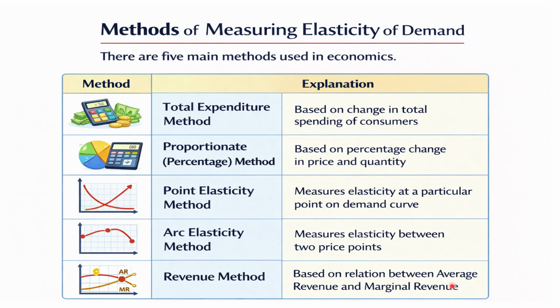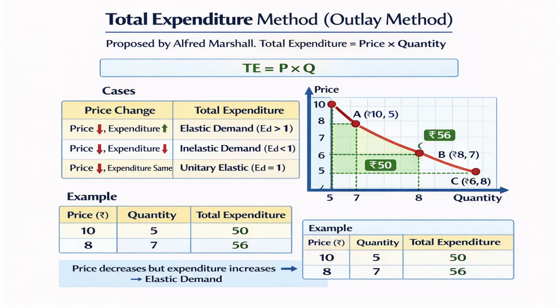Moving on to the further slides, we will see the methods of measuring elasticity of demand one by one. The first method is the total expenditure method, or it may be called the outlay method, which was given by Alfred Marshall. Here it measures price elasticity of demand by observing the change in total expenditure, or total revenue, when the price of a commodity changes.